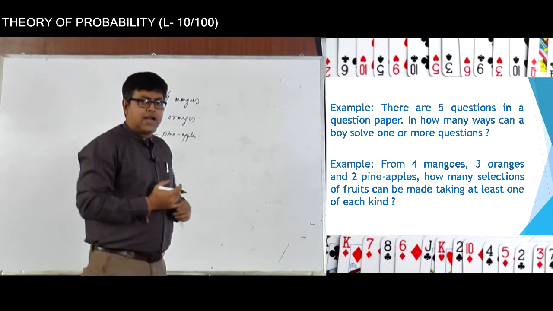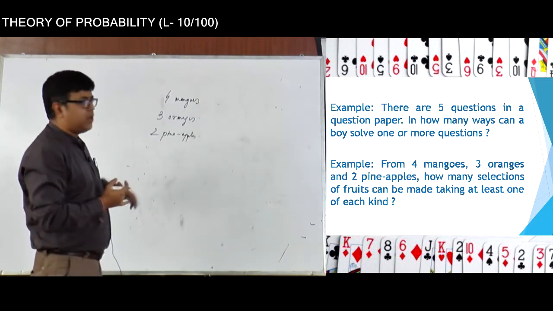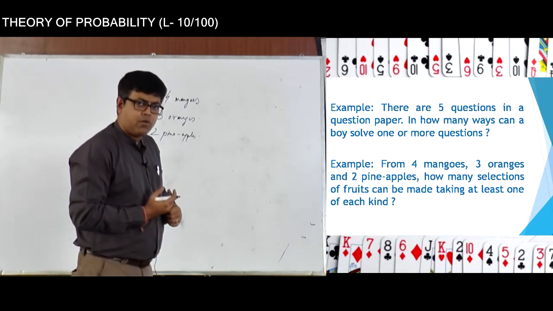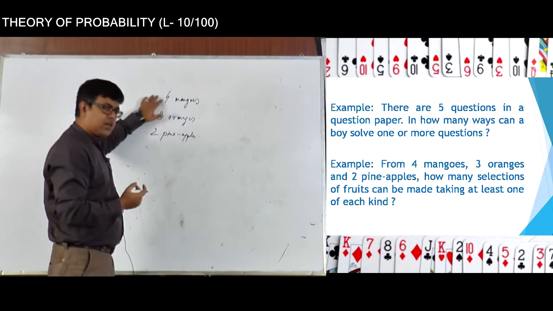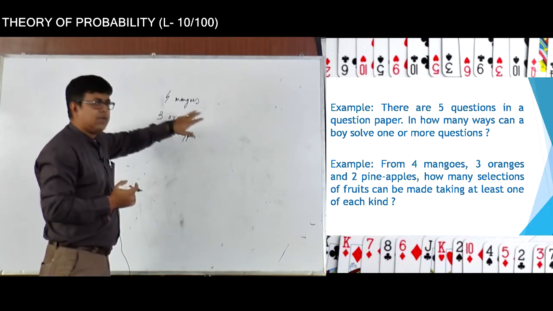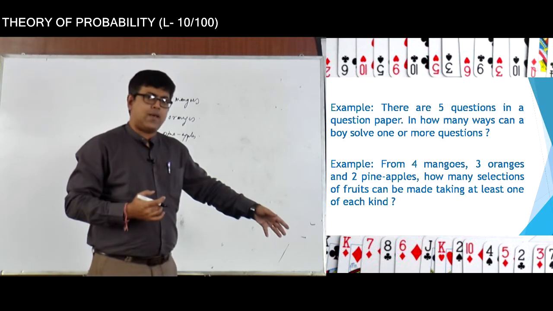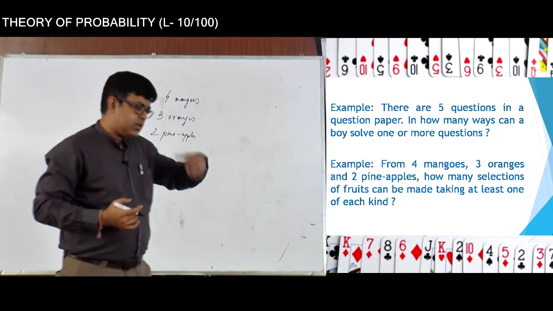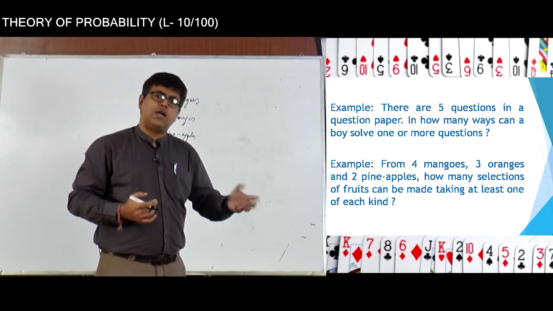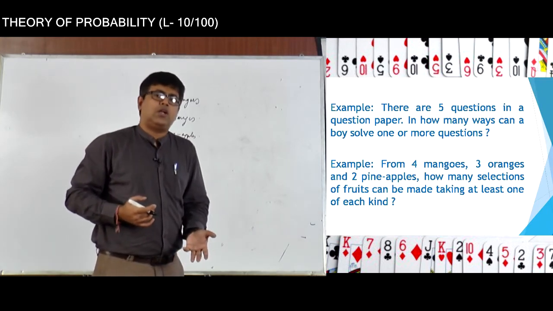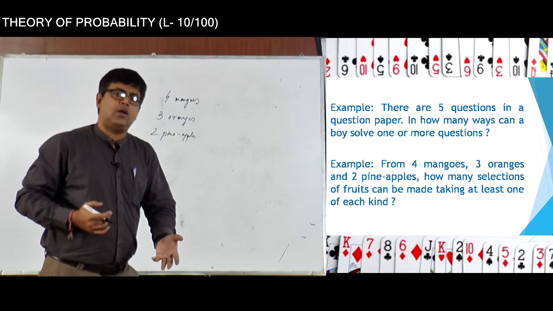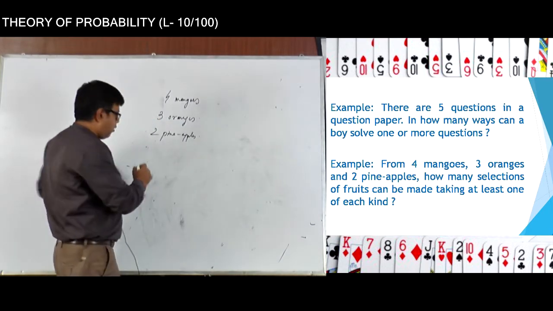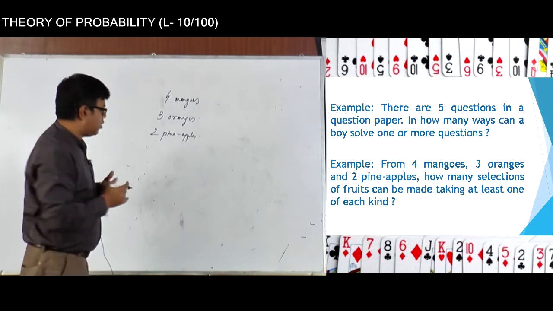Now these 4 mangoes that you have, in how many ways can you select them? You can select those 4 mangoes in 2 to the power 4 ways, because either you select the first mango or you do not, since there are 4 distinct mangoes. So the first mango can be disposed in 2 ways, the second mango in 2 ways, the third in 2 ways, and the fourth in 2 ways. Therefore the total number of ways of making a selection of 4 mangoes will be 2 to the power 4.